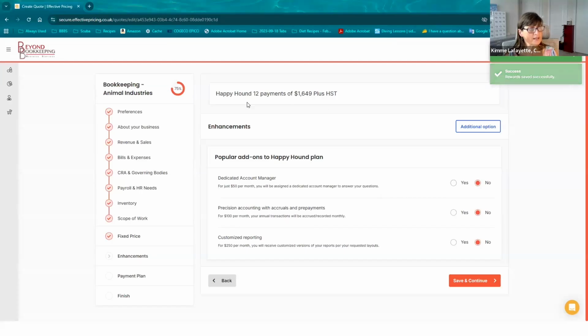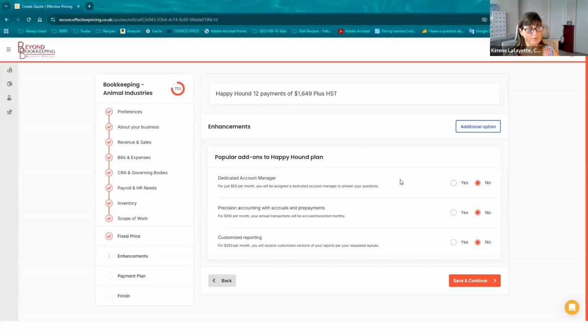And then, so you can see at the top, you've chosen the Happy Hound package, which is 12 payments of 1649 plus the government's portion, of course, our HST. We do have a few enhancements that are available if any of them interest you. If not, that's okay as well.